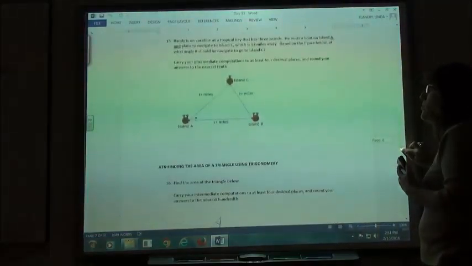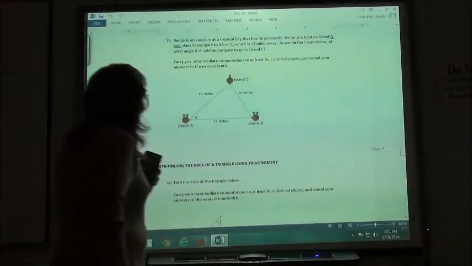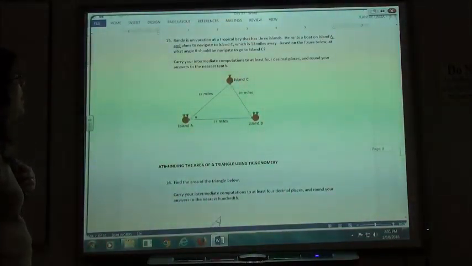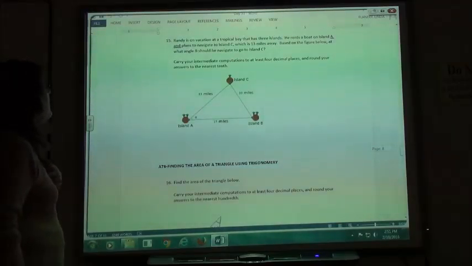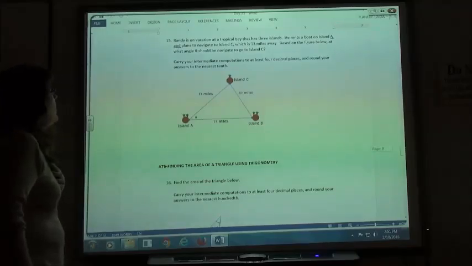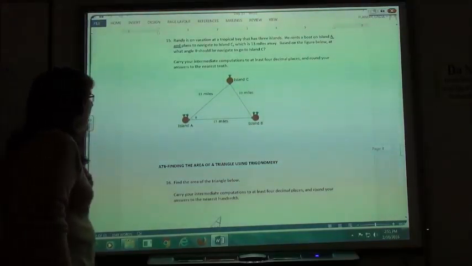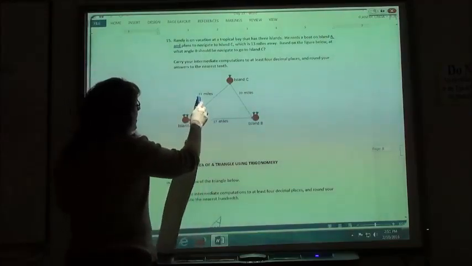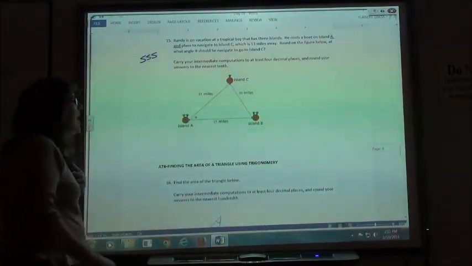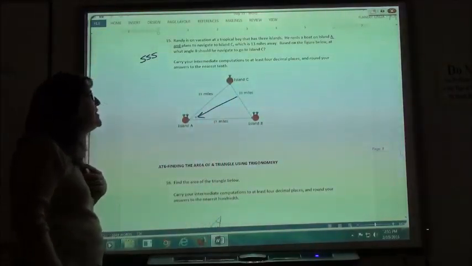One more of those using my law of cosines. Randy is on vacation at a tropical bay which has 3 islands. He rents a boat on island A and plans to navigate to island C, which is 13 miles away. Based on the figure below, at what angle theta should he navigate to go to island C? So, again, we have the side, side, side case. We have 3 of the sides. We're looking for the angle. We're looking for the angle that's opposite the 10 miles.